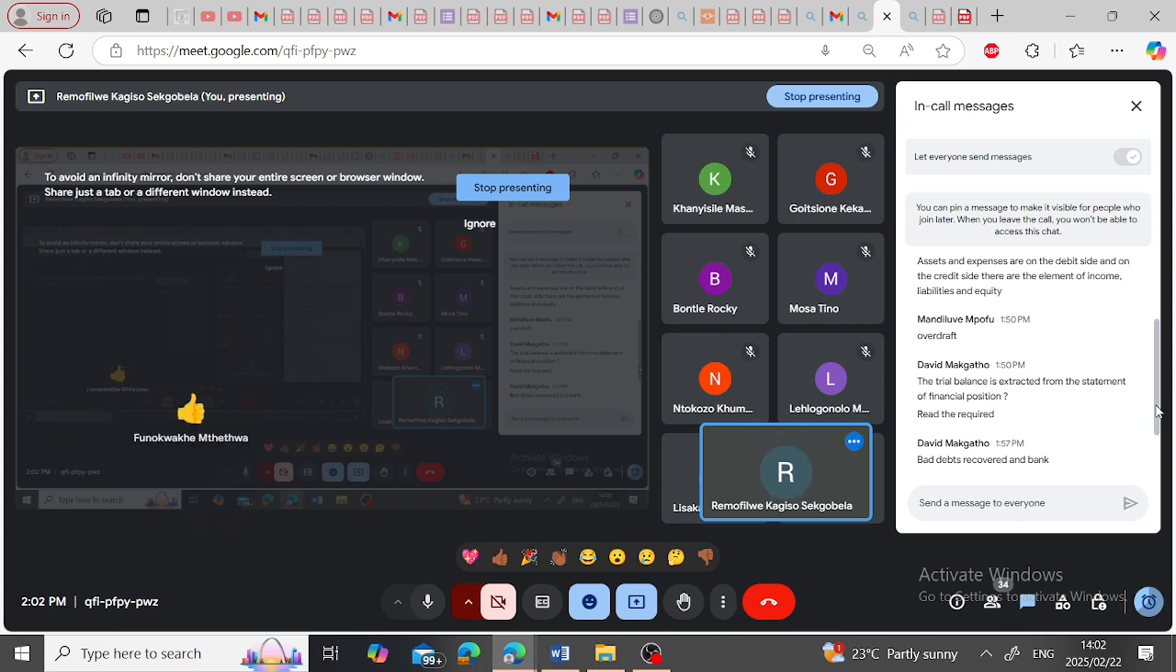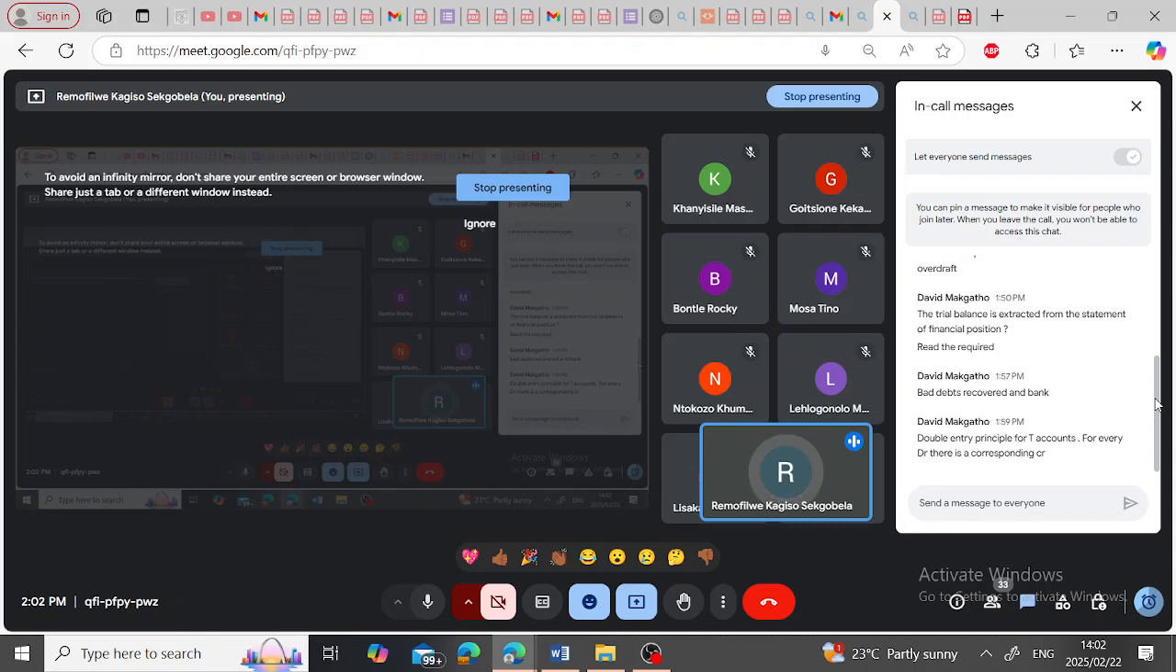I'm seeing people comment, David Mahato, the trial balance is extracted from the statement of financial position. Read the required. So a trial balance, basically, what is it? You can say that it's extracted from, I'd be lying. A trial balance is basically a table or a format with your balances, that perhaps haven't taken into account additional information. So it's the information you have about the company standing at that point until the additional information. So yeah, I hope I answered your question, Mr. David. Bad debt recovered in bank, okay?